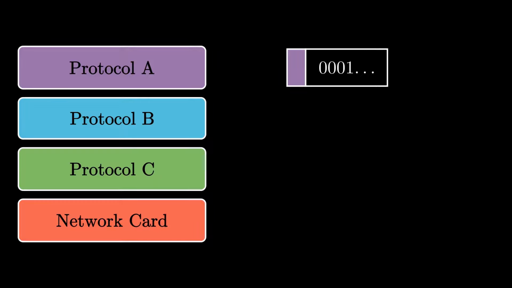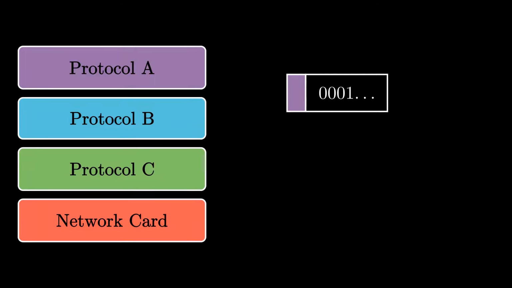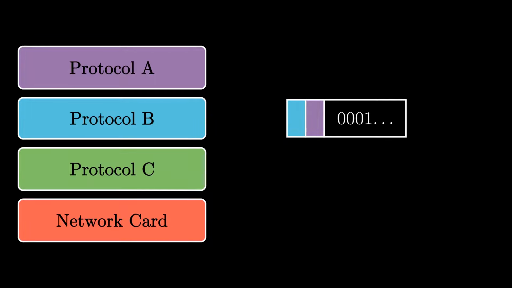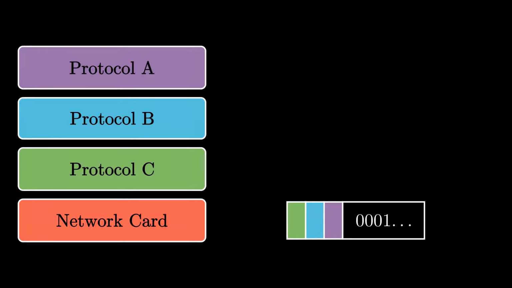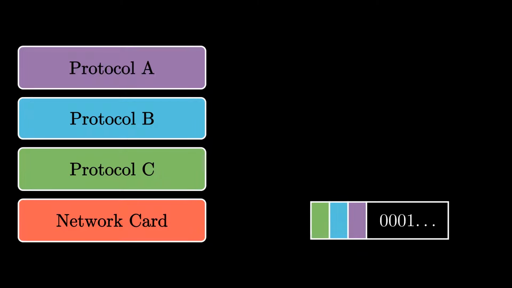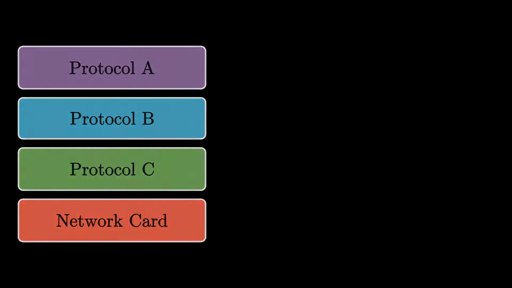As the data descends through the stack, each protocol will prepend its header. For example, our data will now move on to the protocol B, where that protocol's header will be prepended. We then move on to protocol C, where the next header is also prepended. Finally, we reach the network card. This is a piece of hardware that is responsible for taking the data out of the computer's memory and transmitting it onto the wire. This is a very basic view of how networking stacks work.